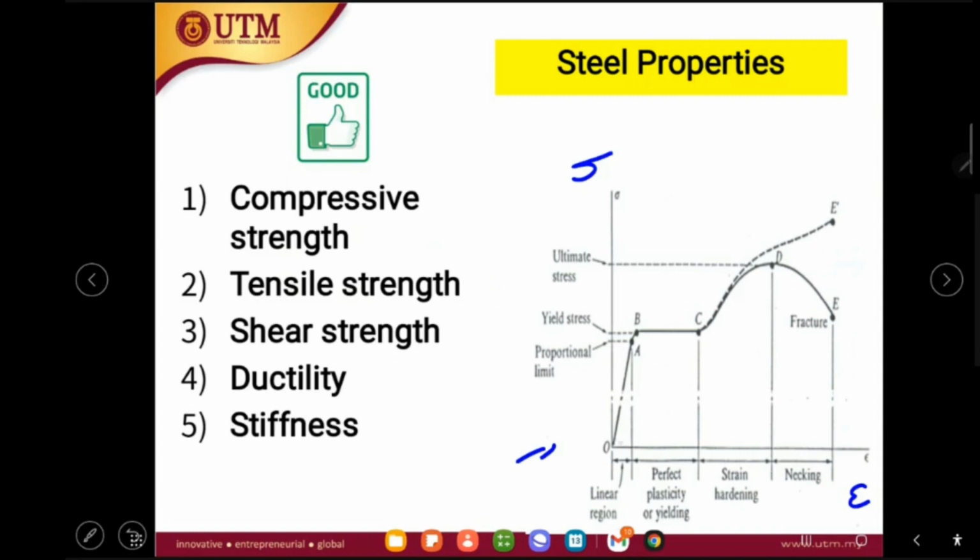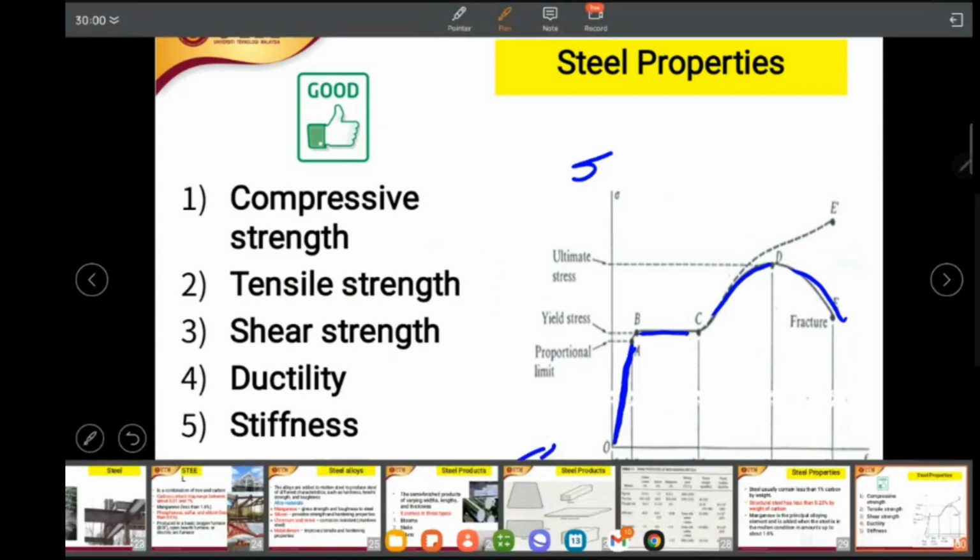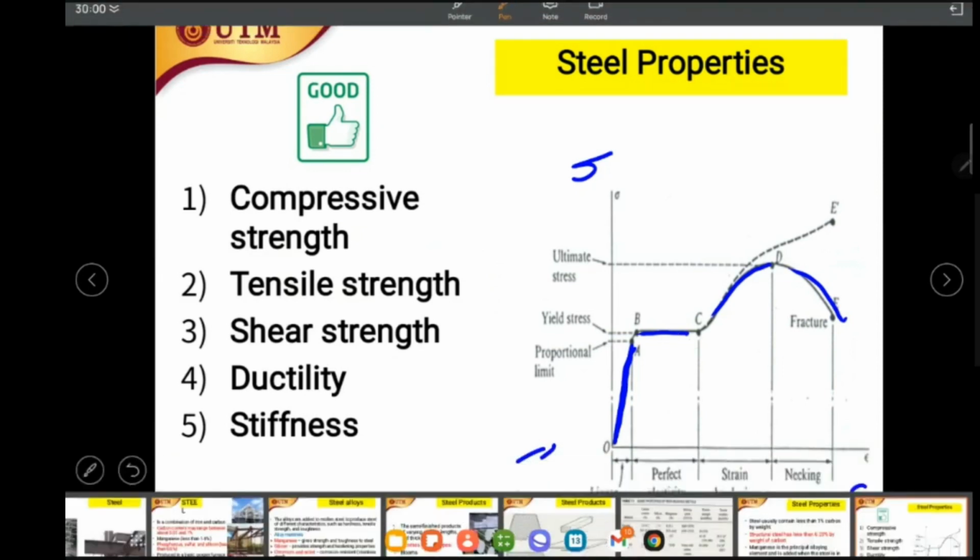Normally it behaves like this. We have the elastic region up to the proportional limit, and then the yield stress region, which we call yielding. After that we have strain hardening, and then the strain softening region. If you look here, we have two lines over here, one starting from here.